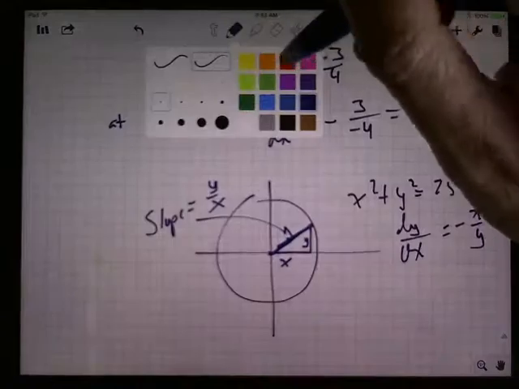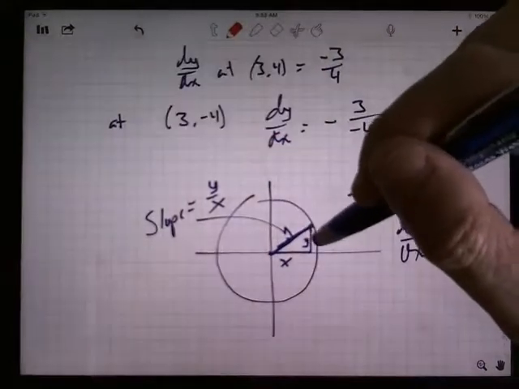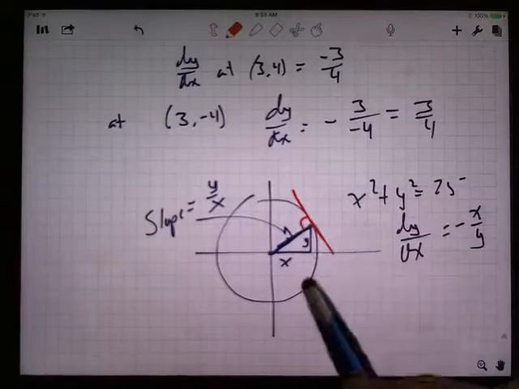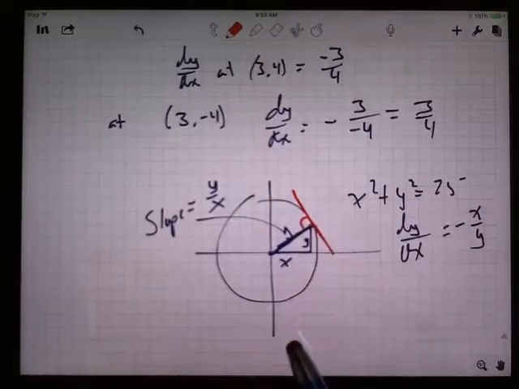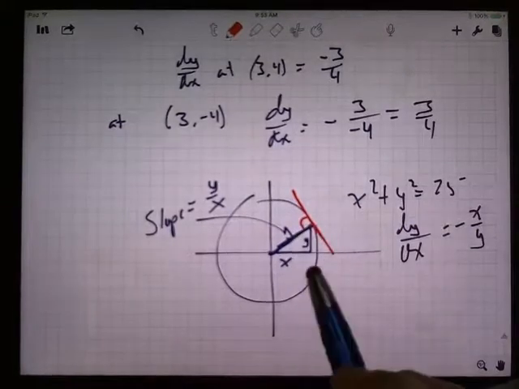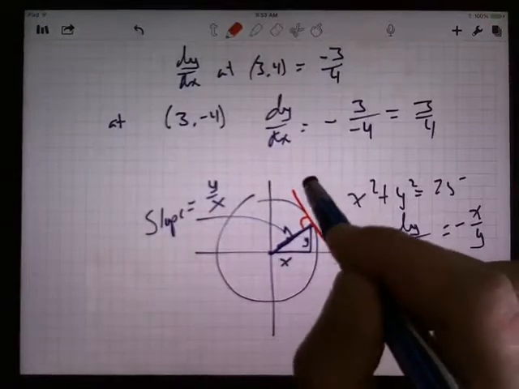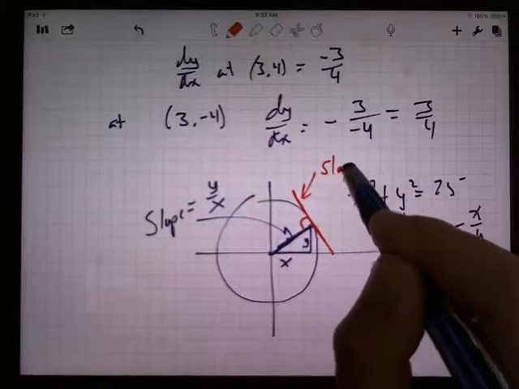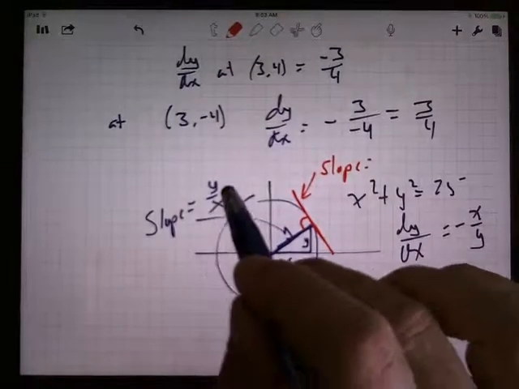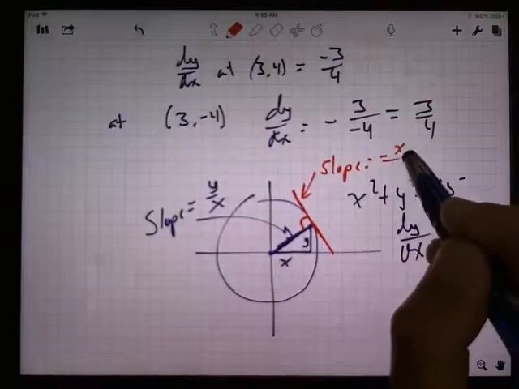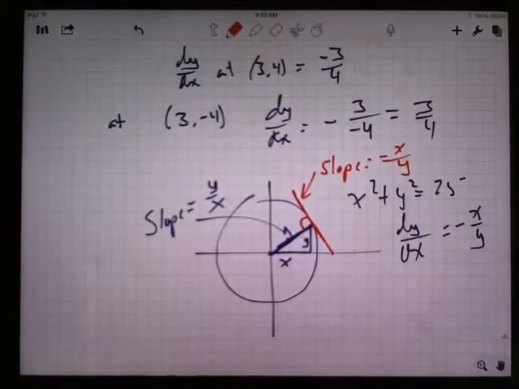And one of the things about circles is that a radius is always perpendicular to a tangent line. So if these two lines are perpendicular to each other, then the slopes of perpendicular lines are negative reciprocals. And so the slope of this thing should equal the negative reciprocal of that. And sure enough, that's what it is. It's negative x over y. And that's what we calculated. I'm not always going to have this geometric interpretation, but it works nicely here.